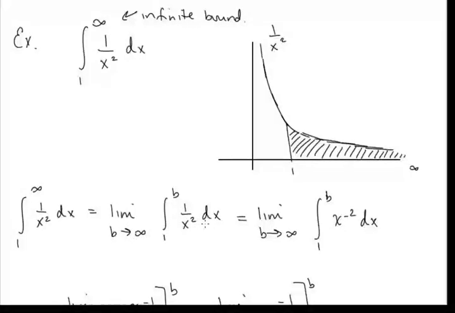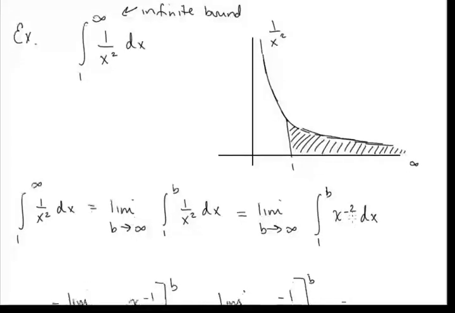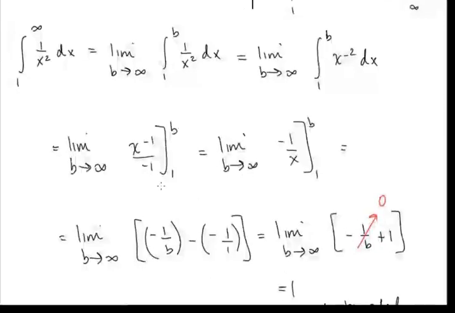And now we're going to integrate as usual, plug in our bounds, then take the limit. So the limit b goes to infinity carries here. We're going to write this as x to the negative 2 so that we can integrate. It becomes x to the negative 1 over negative 1, or negative 1 over x. Then we're going to plug in b and 1 and subtract. We plug in b, plug in 1, and we get negative 1 over b plus 1.